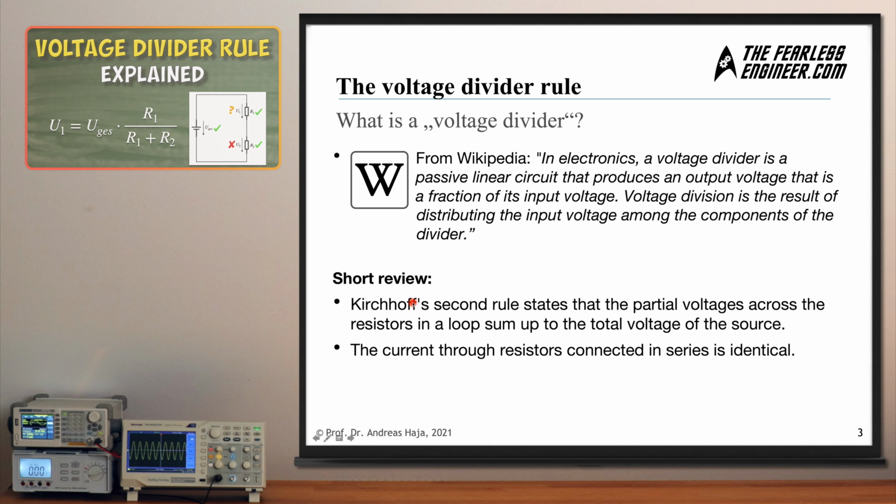The first is Kirchhoff's second rule, which states that the partial voltages across the resistors in a loop sum up to the total voltage of the source. That's the famous loop rule. And if you have seen the video which I made about the loop rule, you also know the equation behind this loop rule here. And the second is the current through resistors which are connected in series is identical. So if you place several resistors behind each other in an unbranched network, they're going to share the same current flow. And based on these two observations, we can go into the details behind the voltage divider.